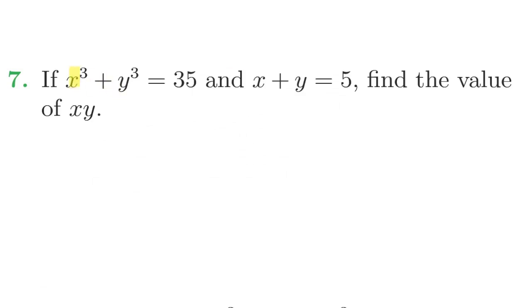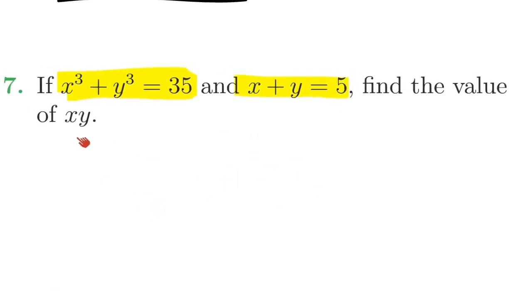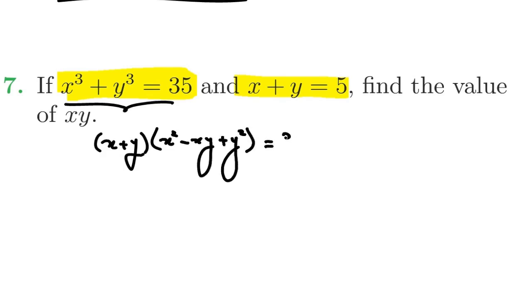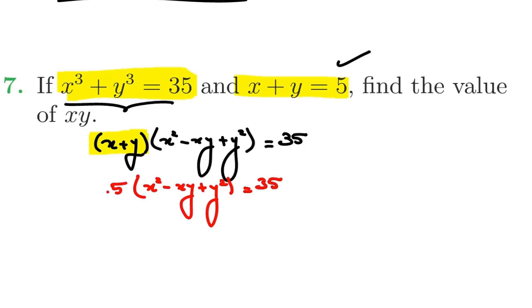x cubed plus y cubed is 35 and x plus y is 5. It says, find xy for me. Let's factor this. (x plus y) times (x squared minus xy plus y squared) equals 35. If x plus y is 5, I substitute 5 here: 5 times (x squared minus xy plus y squared) equals 35. We divide both sides by 5. 7 is left. So it's x squared minus xy plus y squared equals 7.